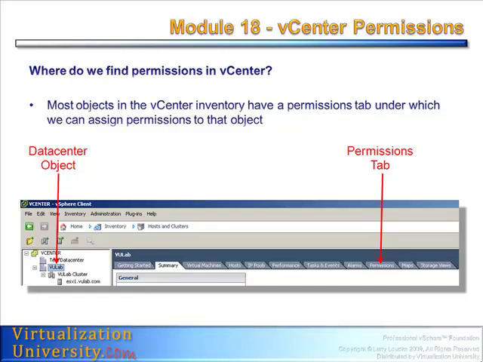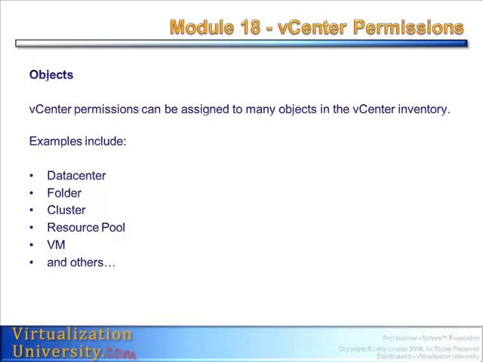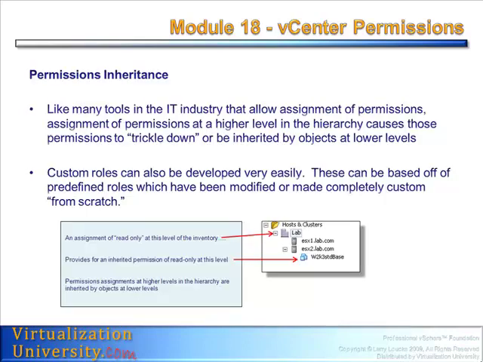And the permissions, of course, are found in the Permissions tab of the objects in vCenter. So vCenter permissions can be assigned to many objects, just about all of them really, in the vCenter inventory. Data centers, folders, clusters, resource pools, VMs, and others can all receive permissions assignments. Permissions assignments do trickle down or are inherited by objects at lower levels.